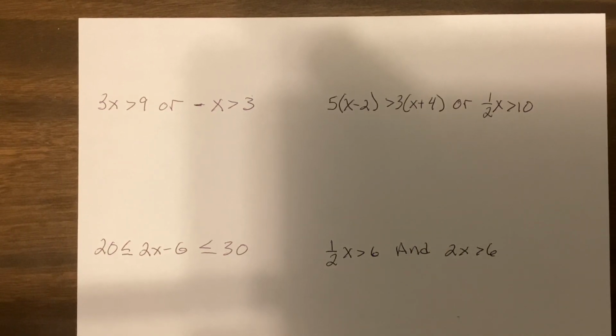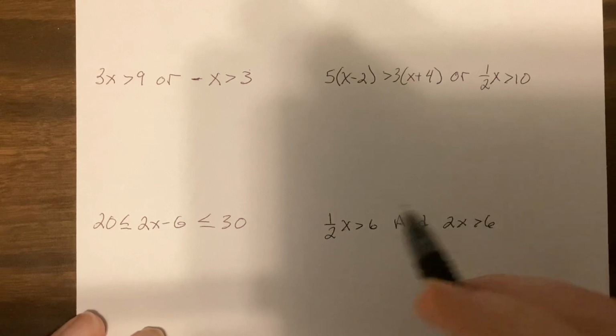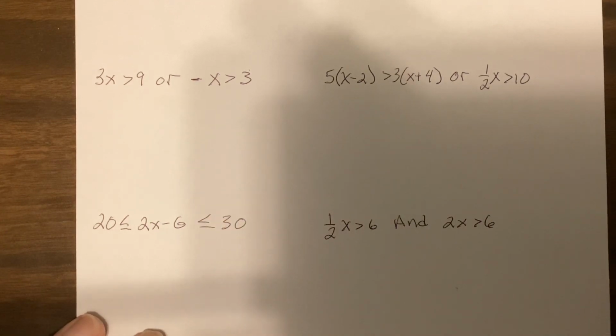Okay, we're on to the second page of the final. So, absolute value, ands and ors, inequalities.